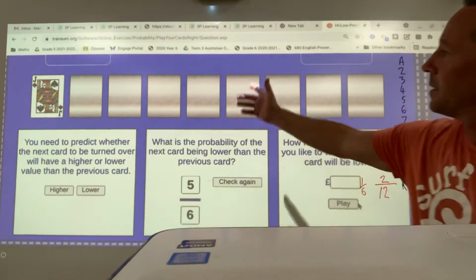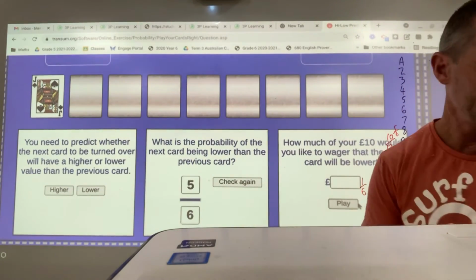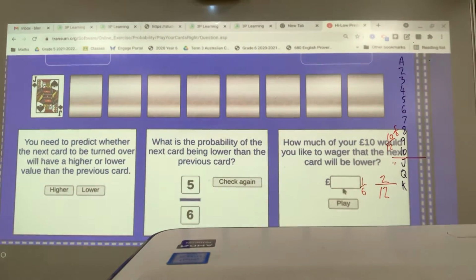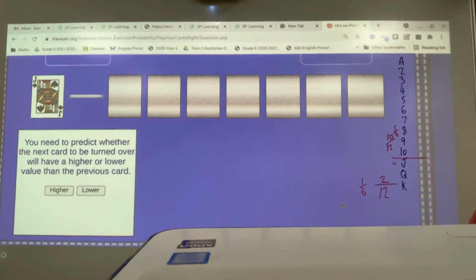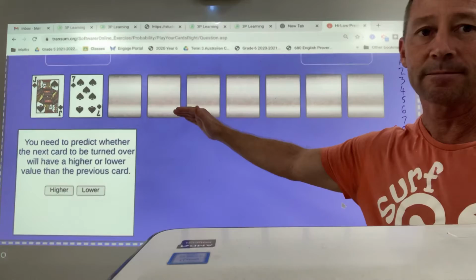And they're saying, how much are you willing to risk? And I'm going to say, I've got £10. I'm going to go with 9. I think it's going to be, yeah, let's go with that. Play. And it is a 7.